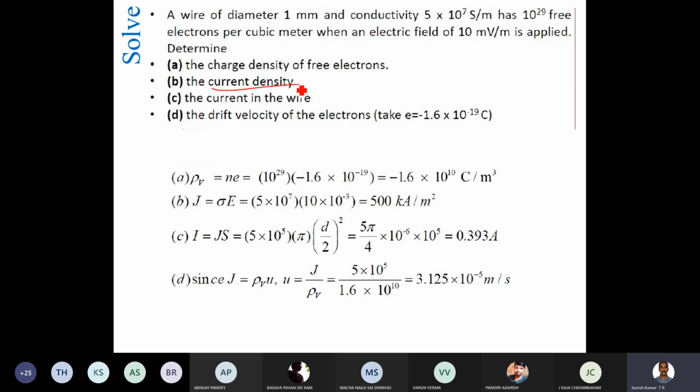So next point is current density. Current density means, if it is not specified as surface or line, it is the volume current density. So Z vector is sigma E. Sigma, conductivity, is given. Applied electric field is given. In time we can calculate this.